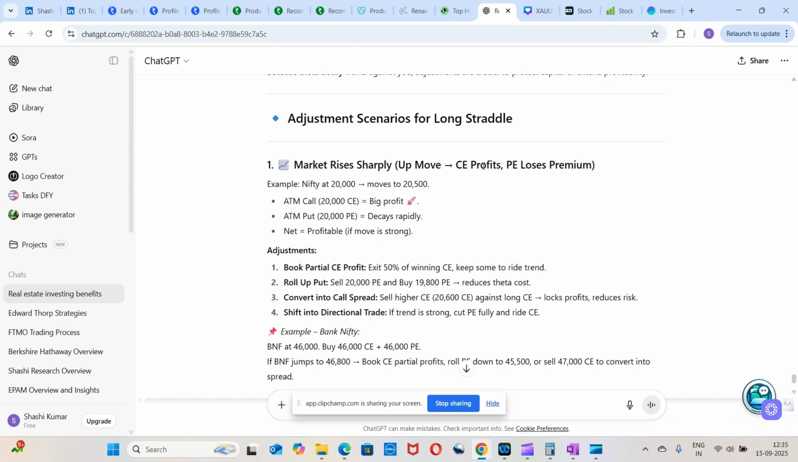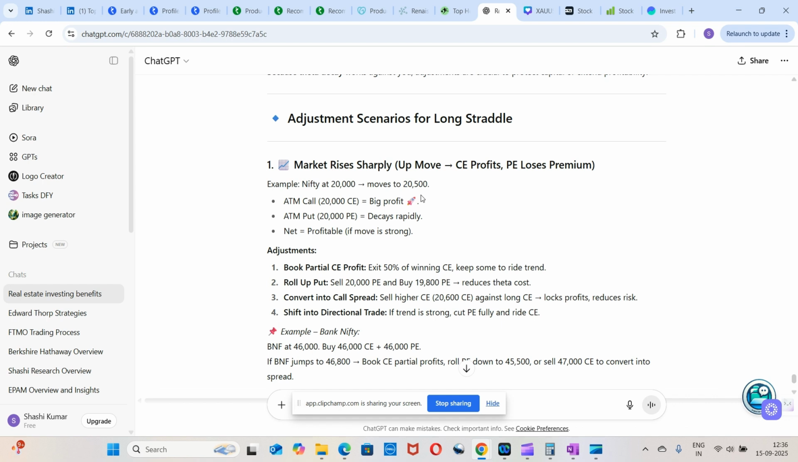When there is a big move and the market rises sharply, the CE will profit, but the PE will lose premium. The profit made in the CE will be higher compared to the premium lost in the PE, and that's how you make profit. For example, Nifty is at 20,000 spot, and it suddenly moves to 20,500. The buyers will make money when there's volatility and momentum in the market. When there is a sharp momentum, and that momentum happens in a very short time frame, then buyers make money. Here Nifty moved from 20,000 to 20,500, a sharp up move.